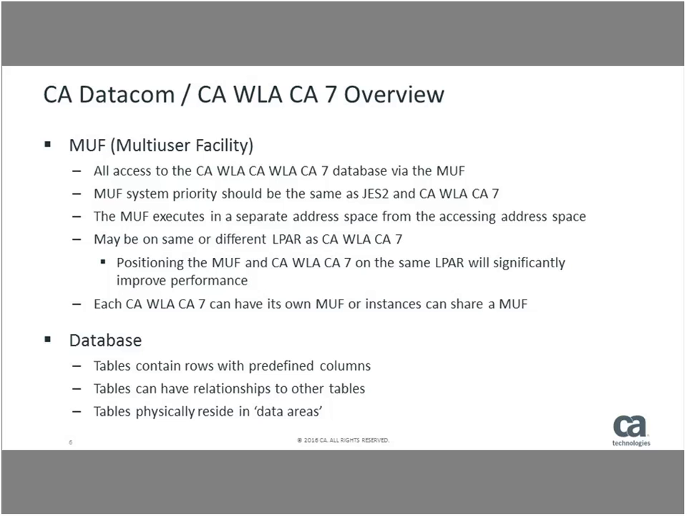So within the MUF, you have your databases. The CA7 database is known as database ID 770, and within that database ID, you have different tables that we have predefined columns for all your data. And within those tables, you also have different relationships to the other tables. We'll go over that in a few. We'll be able to see what the different tables and the data areas are that reside within the actual database.